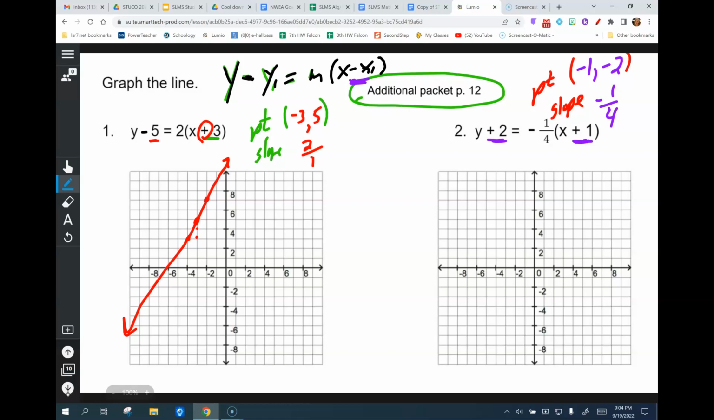Wow, lots of negatives. So I'm going to go -1, -2. There's my point. Now I'm going to use my slope, and I'm going to go down 1, 4 to the right. And I'm going to go up 1, 4 to the left. Did I count that? 1, 2, 3, 4. There we go. So there is the graph of my line.